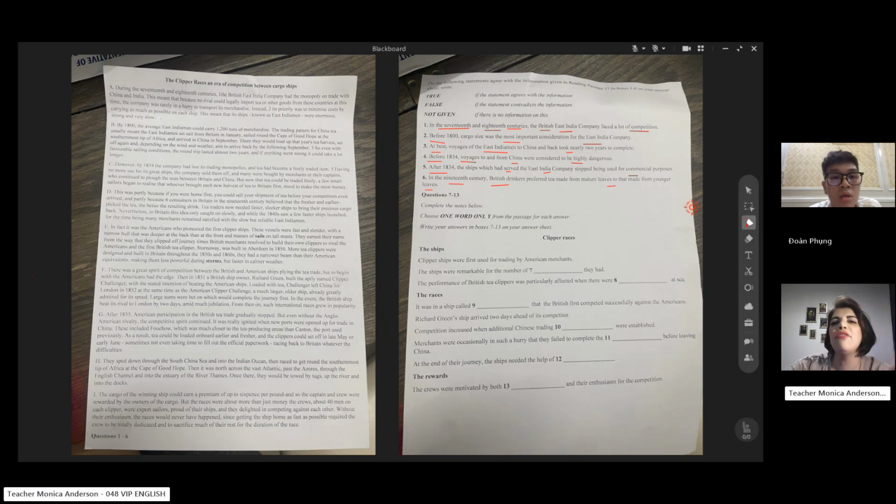So about the first one, competition. I could find the word rival here. There was a monopoly on the trade, so there was no rival, no competition, no competitor. So true or false?